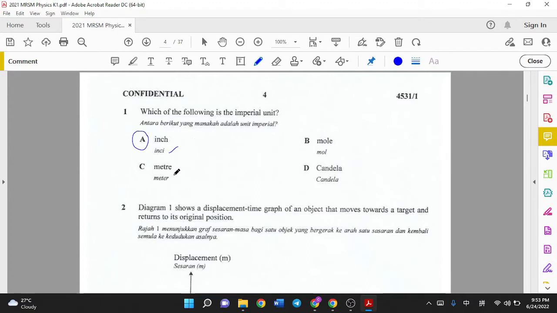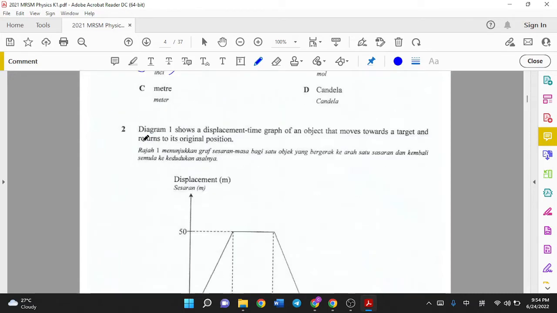And meter is the SI units of our length. Mole is the SI units for us to calculate the amount of substance, okay, atoms, molecules, or particles. And candela is the SI units of our luminous intensity. So the answer for question 1 should be A.